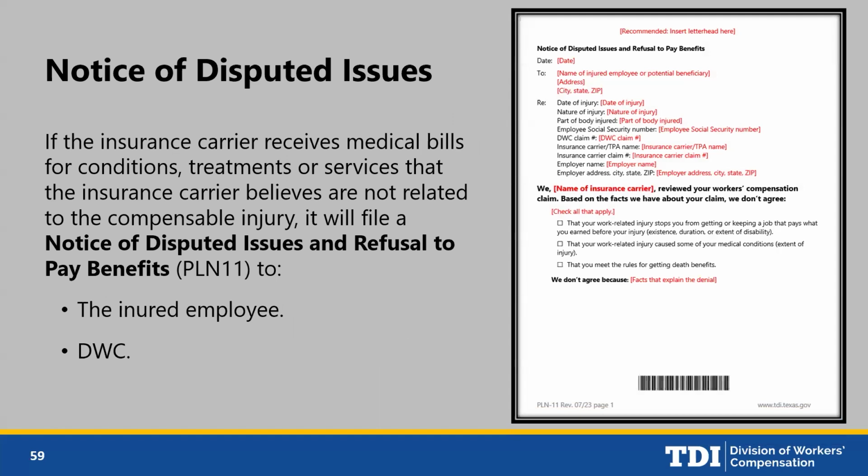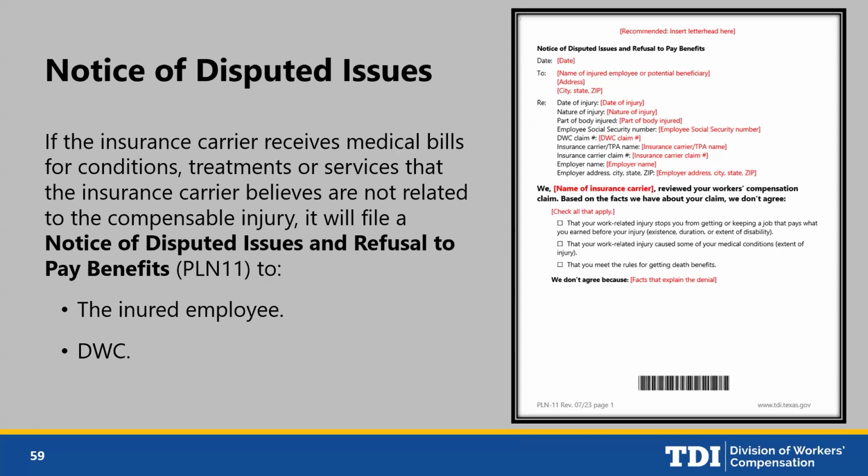Usually the PLN 1s come at the beginning of the claim, right after the injury is reported. But there is another form called the plain language notice number 11. The carrier can file this at any time during the life of the claim. So notice of disputed issues or refusal to pay benefits is the PLN 11.